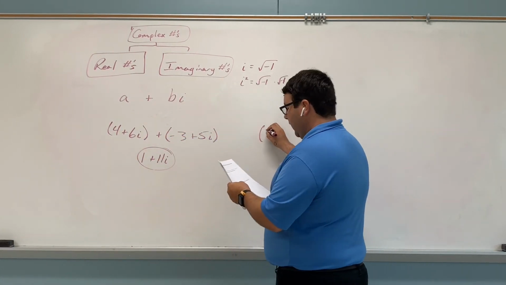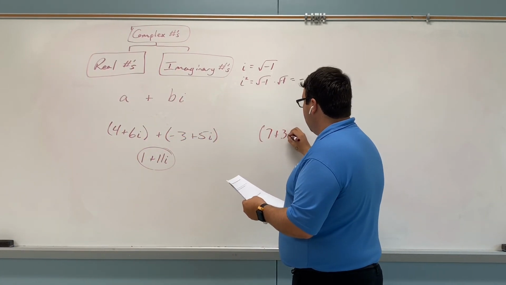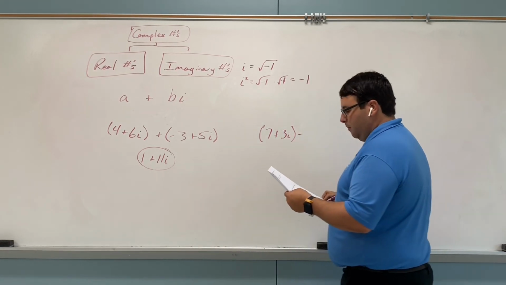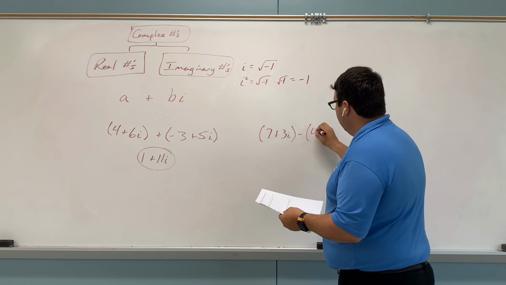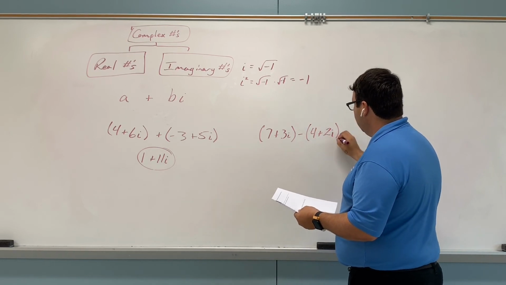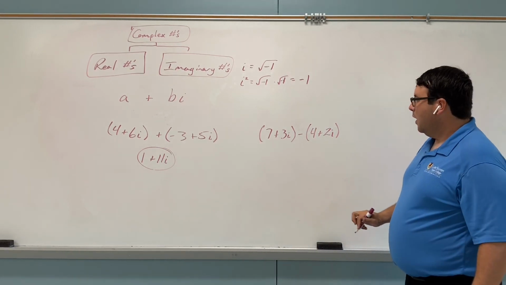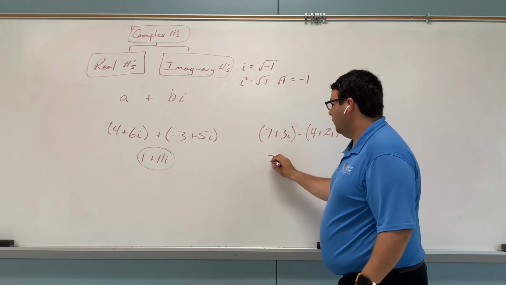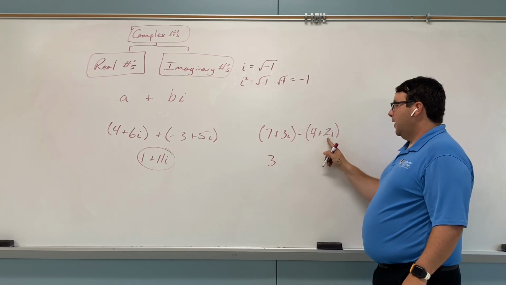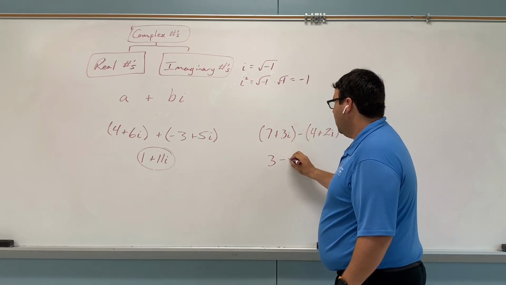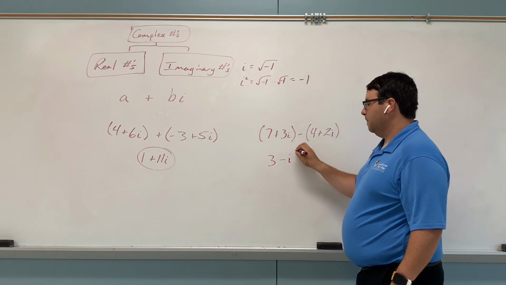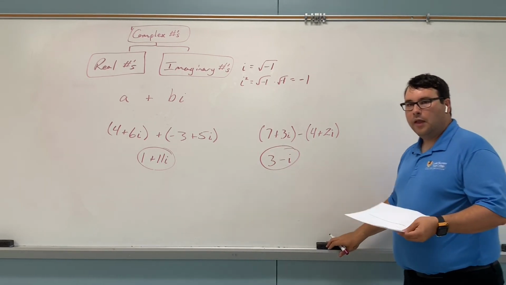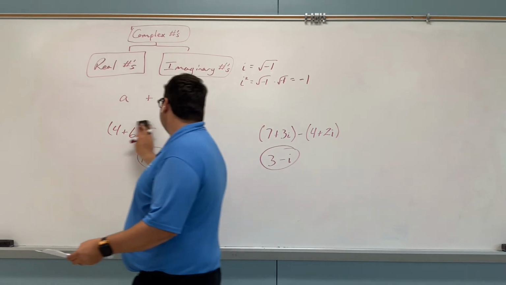Likewise, if you were subtracting, let's say you have 7 plus 3i. Oh, not multiplying, subtracting, there we go. Minus 4 plus 2i, like so. You're essentially doing the same exact thing. So you have 7 minus 4 is 3. 3i minus 2i is i. And there you go. Let's talk about some multiplication.